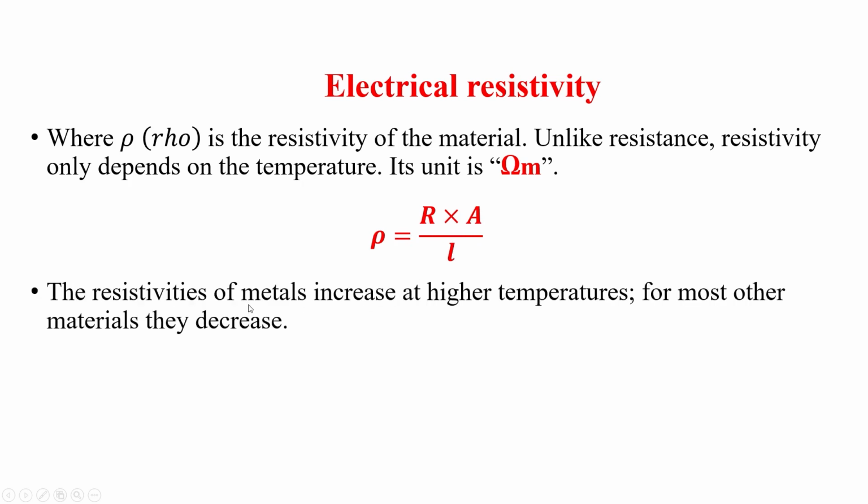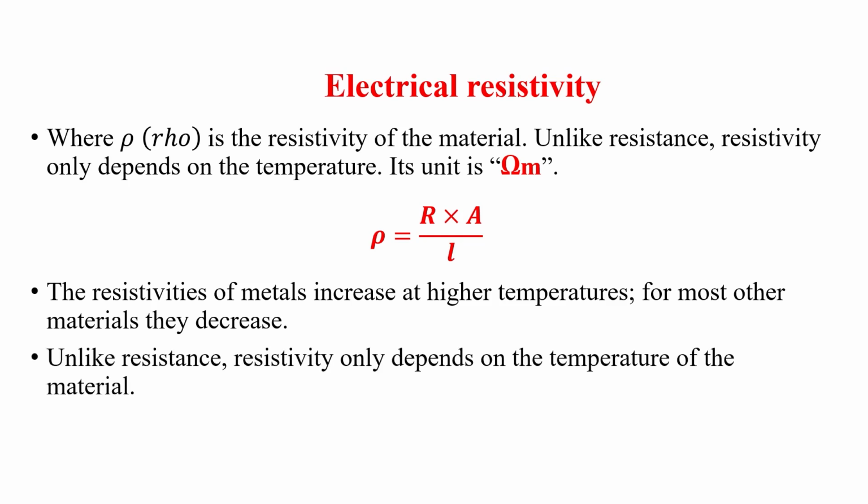The resistivity of metals increases at high temperature. Keep in mind that the resistivity of a material only depends on the temperature, while resistance depends on the area, length, temperature and the kind of material. So unlike resistance, the resistivity only depends on the temperature of the material, and the unit of resistivity is ohm meter.